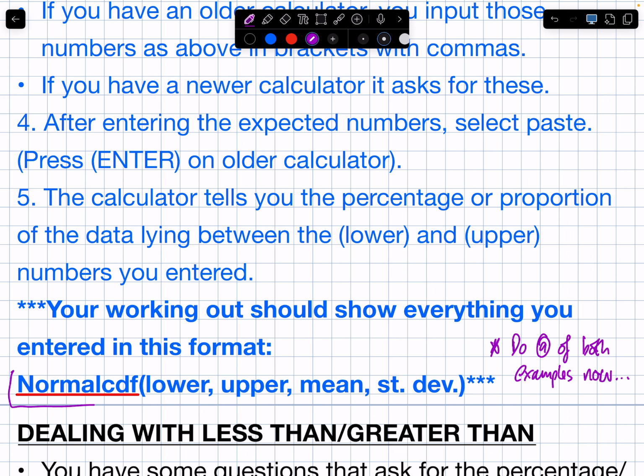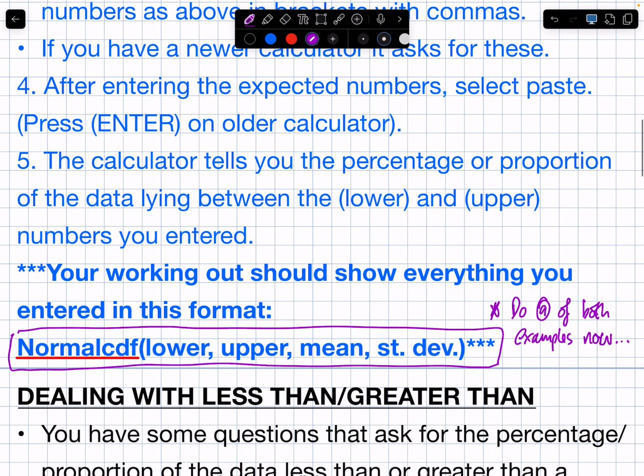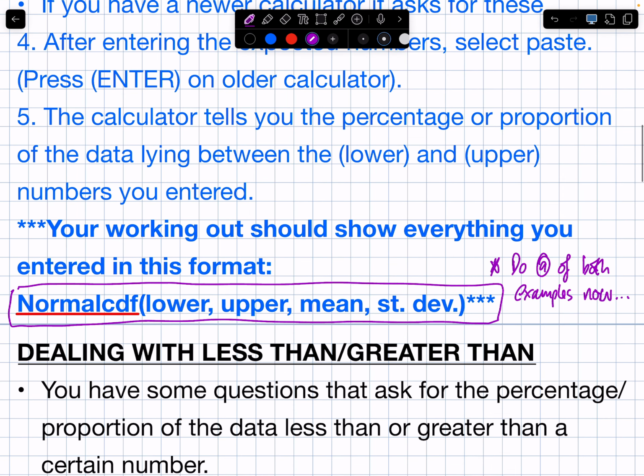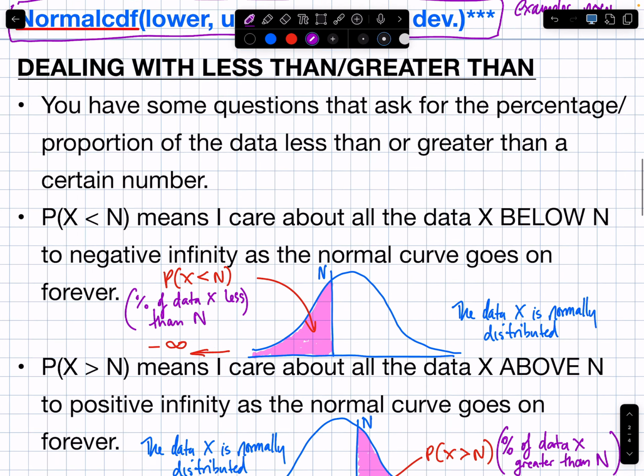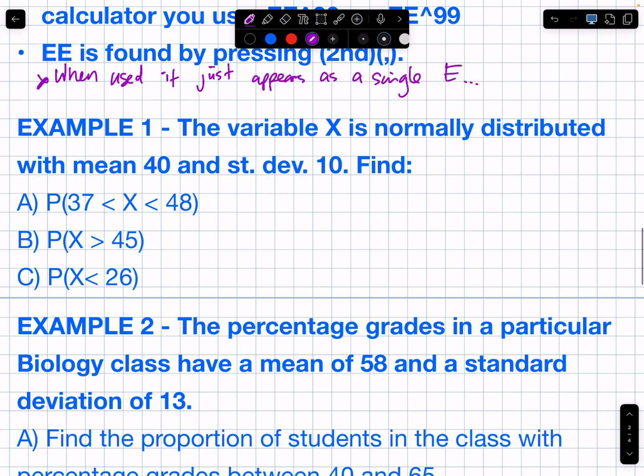So when you do a normal CDF question, this is the working out I should see. You'd write in normal CDF, and after the brackets, you tell me what you entered for lower. You tell me what you entered for upper. You tell me what you entered for mean. You tell me what you entered for standard deviation. Okay? What I want to do right now is skip down to answer A of both of the examples. Only A for now.